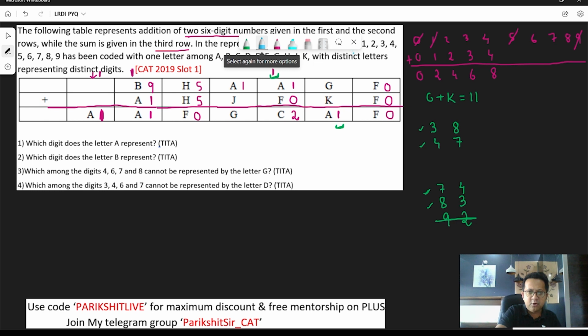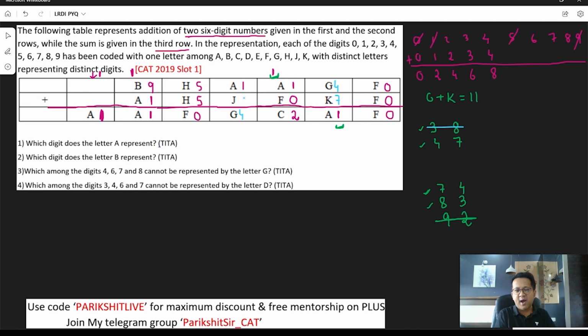I hope you are following. So 3 and 8 can be ruled out. Next, 4 and 7. Is 4 and 7 possible? If G is 4, K is 7. Correct? And out here, again, G is 4, J is 4. So if A is 1, G is 4, the only possible value for J is 3. J must be 3. Is this possible? Absolutely. None of the other characters are 3, 4 or 7. So this is possible. 4, 7 possible.